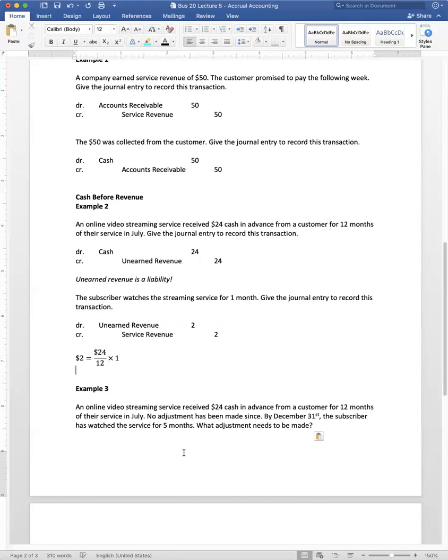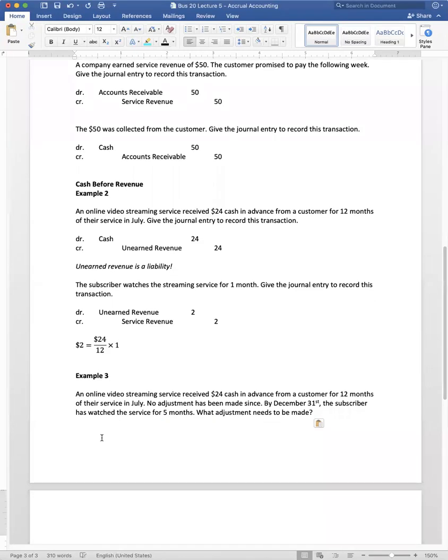Okay, so now it's December 31st, and we need to update everything because we're going to make our financial statements. And the subscriber has watched the service for 5 months. That means we've missed doing the journal entry for 5 months. So we've got to fix it. That's what we mean by adjustment. We're going to fix this and get it done. Okay, now this is the journal entry that we've missed 5 times.